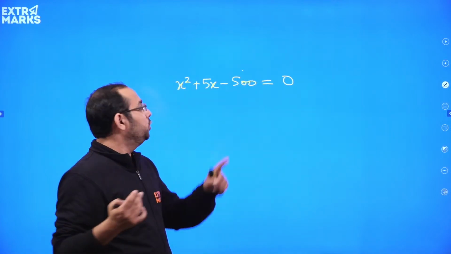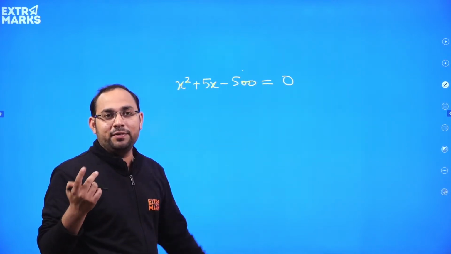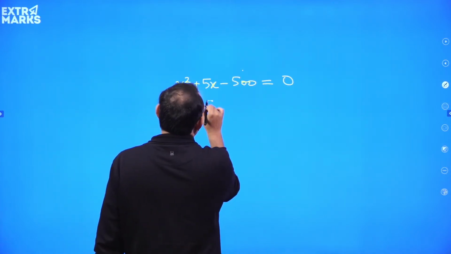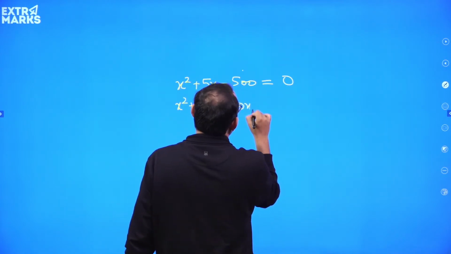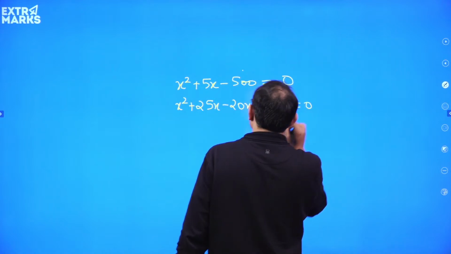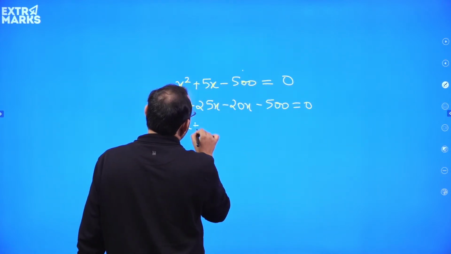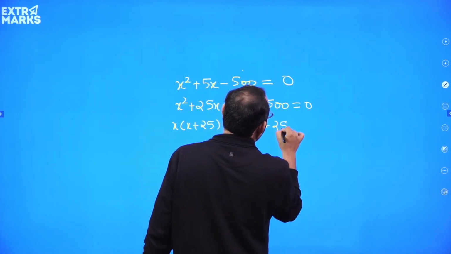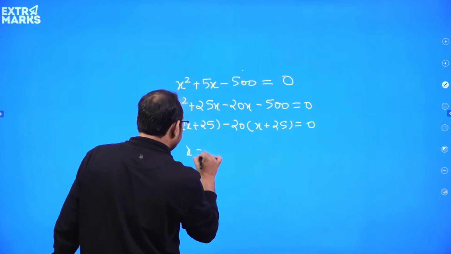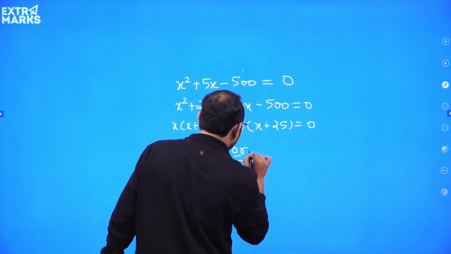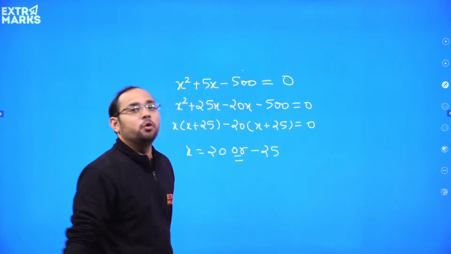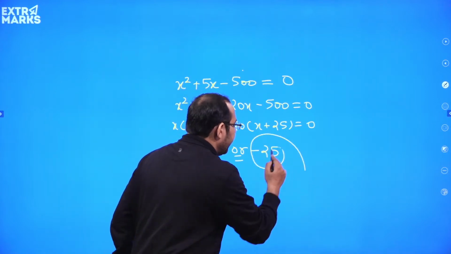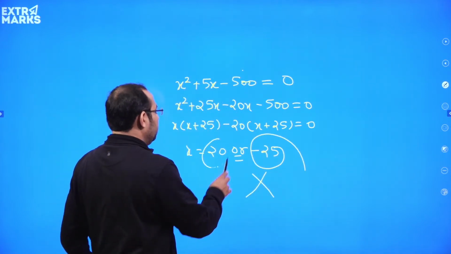500. You need a middle term split, so the difference should be 5. So 20 multiplied by 25 works. So x square plus 25x minus 20x minus 500 equal to 0. X common x plus 25 minus 20 common x plus 25 equal to 0. So x comes equal to either 20 or minus 25. We are smart enough to know that the speed or even time for that sake cannot be negative, so rejected. x is equal to 20.